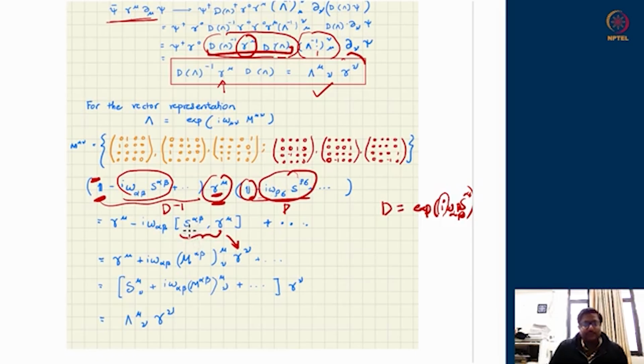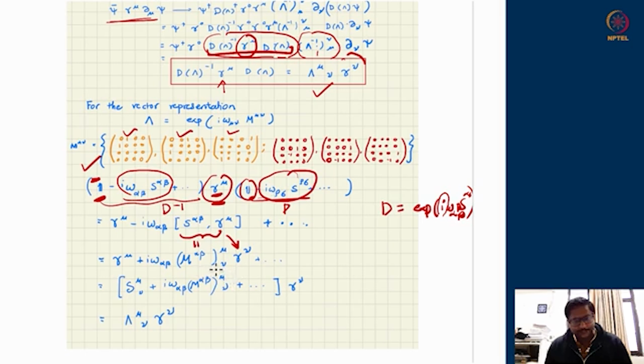S were the generators of Lorentz transformations for spinors. M is the generators of Lorentz transformation for vectors. These are the M's, the 6 M's, 3 rotations and 3 boosts. You see 3 boosts here and 3 rotations are in the red. So this is the claim I am making: the commutator between S and gamma gives me a result proportional to gamma and M. M is the generator of the vector Lorentz transformations.